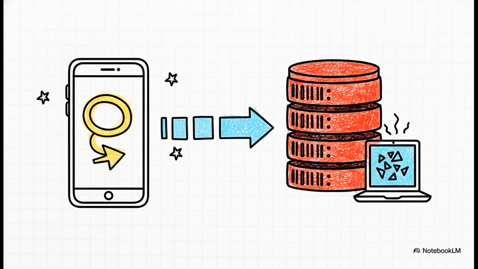So here's the core challenge. How do you deliver this massive, constantly growing set of data to a phone with limited memory and battery life? You can't just load everything at once. That would crash the app and destroy your data plan. We need a much smarter way to do it.